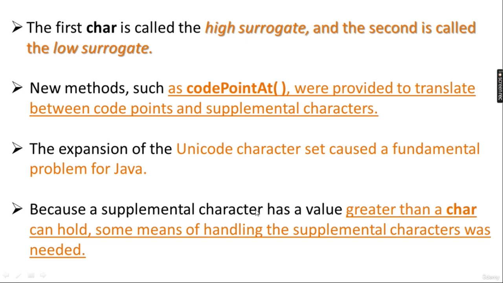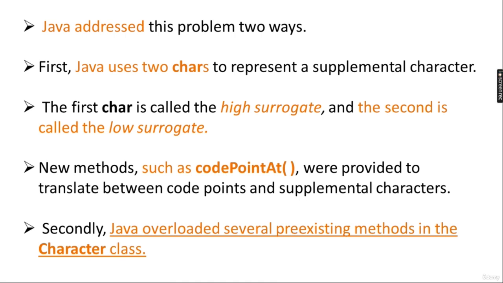The expansion of the Unicode character set caused a fundamental problem for Java, because the supplemental character has a value greater than the char can hold. New methods such as codePointAt were provided to translate between code points and supplemental characters. Java also overloaded several pre-existing methods in the Character class. The first character is the high surrogate, the second is the low surrogate.